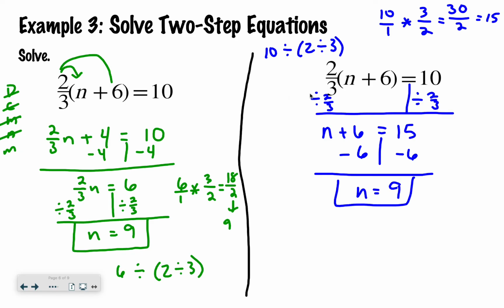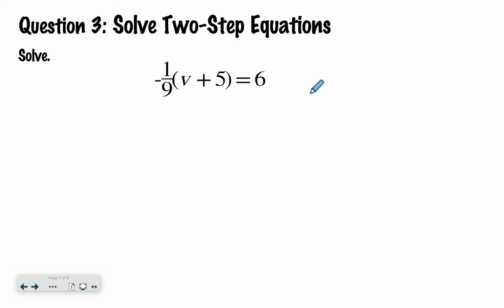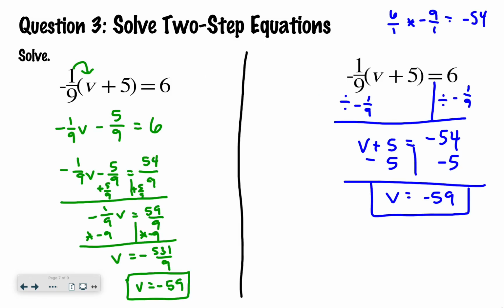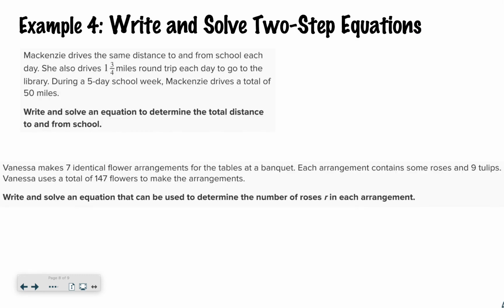All right. I want you to solve this one on your own. Good luck. All right, hopefully with this problem you ended up at v equals negative 59. If you did not get that answer, check your work against mine. And let's move on to the last example for the day.